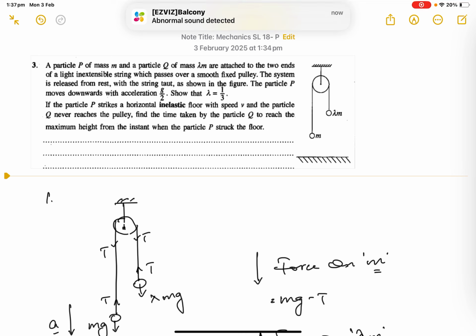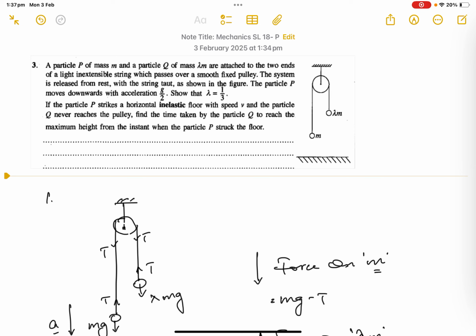These words are meaningful. The light inextensible string means there's no weight and no elasticity, and again it's a smooth pulley, so there's no friction involved. The system is released from rest with the string taut, so there is tension, as shown in the figure. The particle P moves downwards with an acceleration of g over 2. Show that lambda equals 1/3.